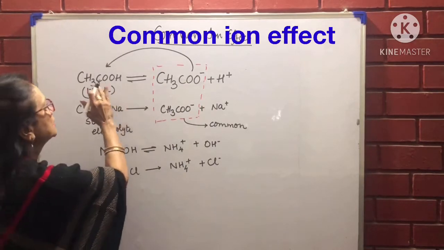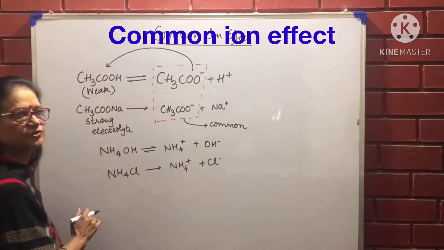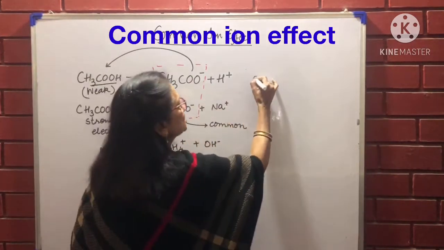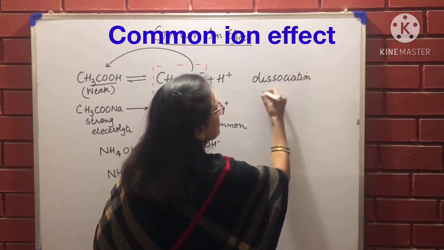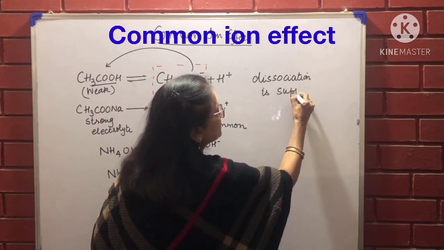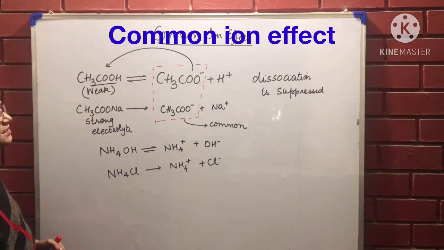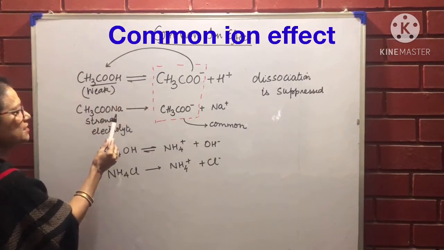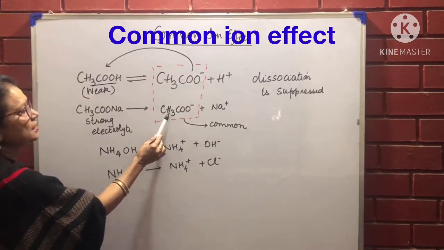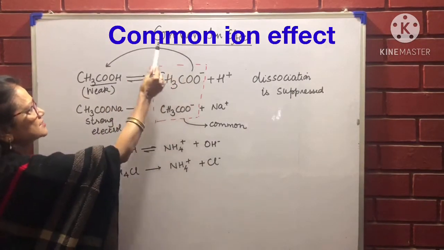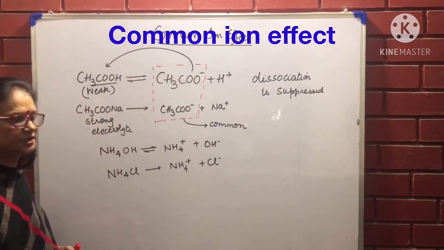So this is called that to a weak electrolyte, if I add a strong electrolyte, its dissociation is suppressed. Suppressed means becomes less. So, common ion effect means that to a weak electrolyte, if a strong electrolyte is added, having a common ion, the weak electrolyte starts dissociating less, that is reaction shifts in the backward direction.